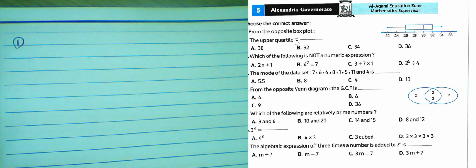Today we'll solve from the Al-Moaser book. Final revision, model number 5. Question number 1. Choose the correct answer from the opposite box plot.